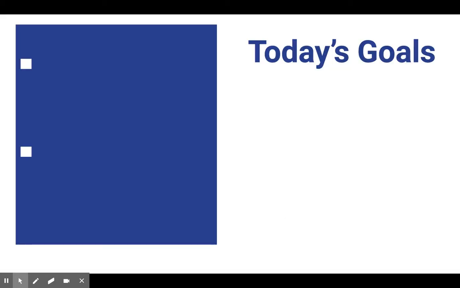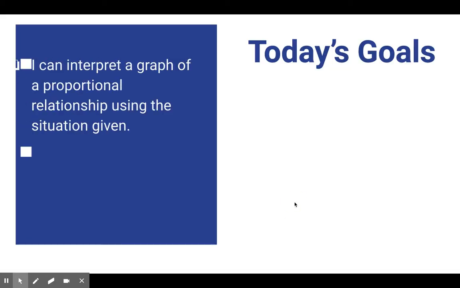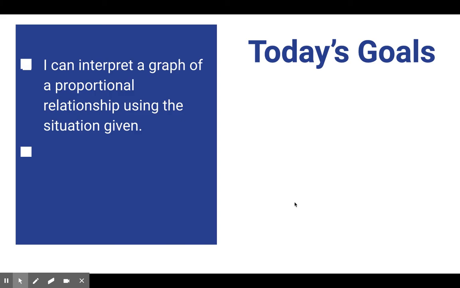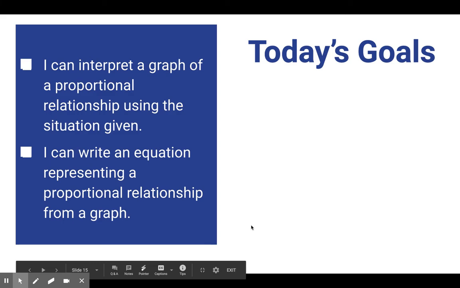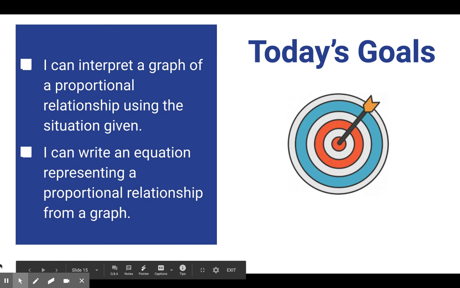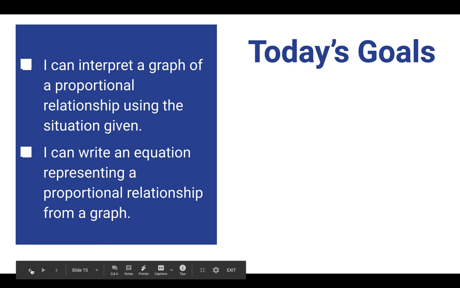So let's revisit what our goals were for today. Remember, we wanted to be able to interpret a graph of a proportional relationship using the situation given, and we also wanted to write an equation representing a proportional relationship from a graph. Now I'm going to backtrack because I wanted us to be able to go back and look at this problem.